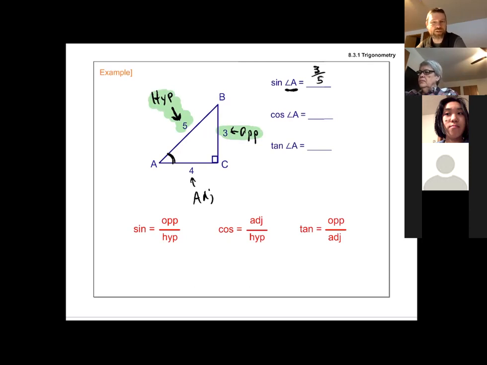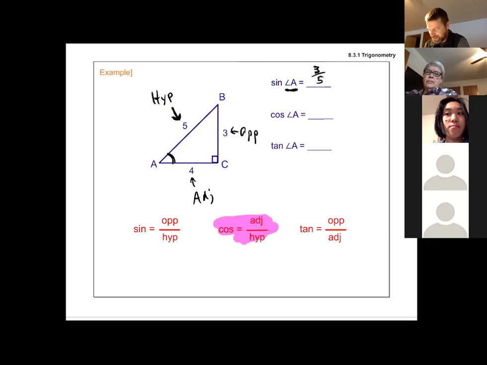Cosine is the adjacent over hypotenuse. Anybody brave enough to unmute themselves and say what cosine is going to be in this particular case? Four over 5. Yeah, thank you. So cosine is the adjacent side, which is 4, over the hypotenuse, which is 5. 4 over 5. Thank you, new voice. That makes me happy. I am thrilled.